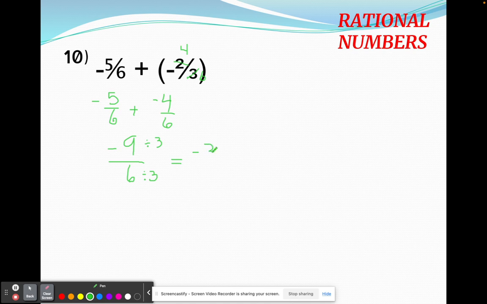Like I said, I'm okay with you keeping that improper. If you want to, you can make it into a mixed number. It's negative 1 and 1/2. But I'm okay with those improper fractions.